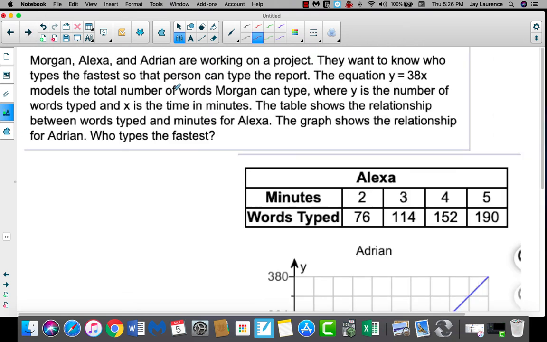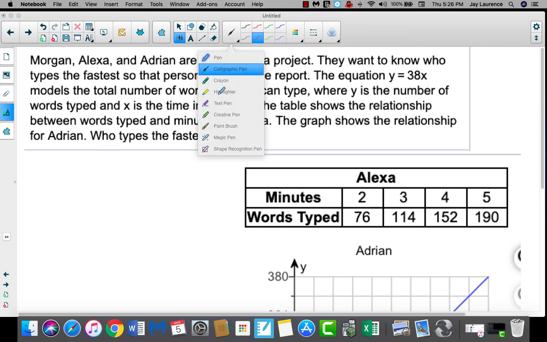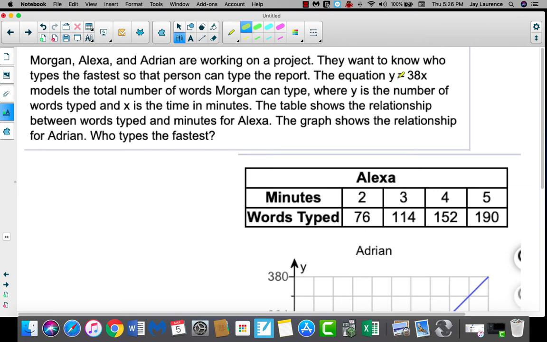All right. This one says, Morgan, Alexa, and Adrian are working on a project. They want to know who types the fastest so the person can type the report. Okay, well, it says right here that y equals 38x is Morgan's words per minute. I don't know if you realize this. That means 38 is the slope. That means for Morgan, she does 38 words per 1 minute. It's all about the slope.